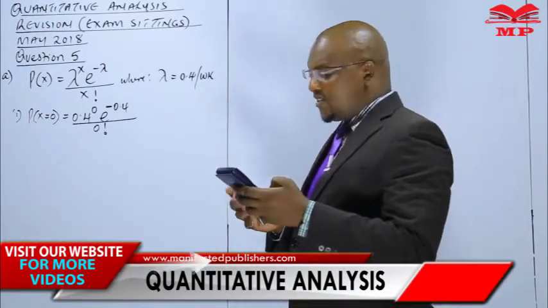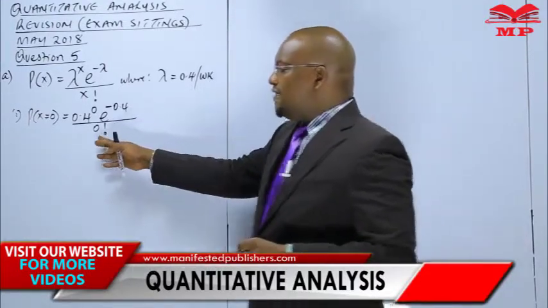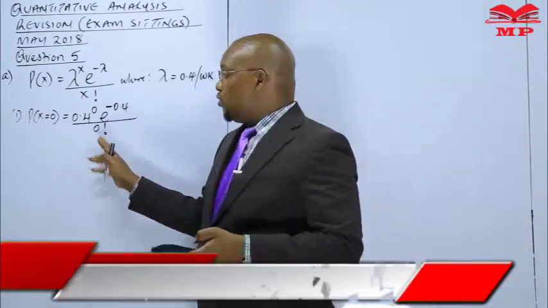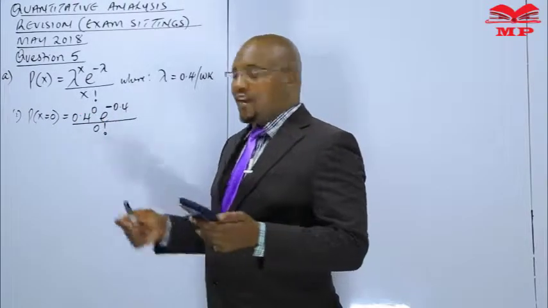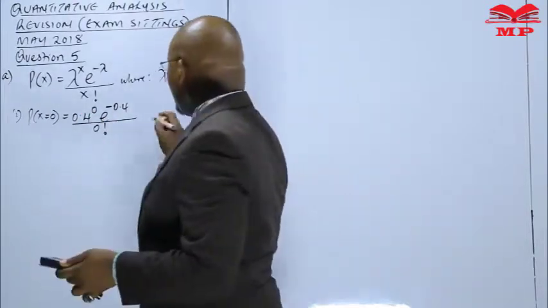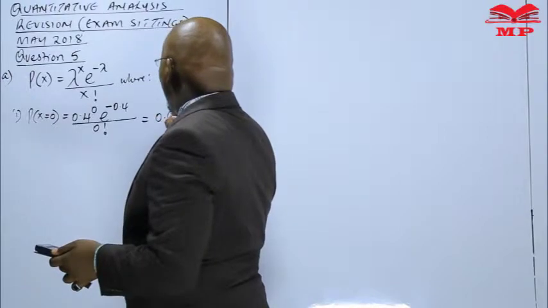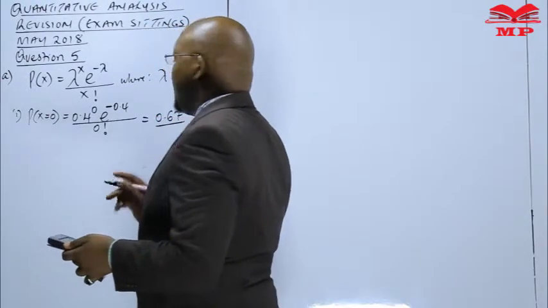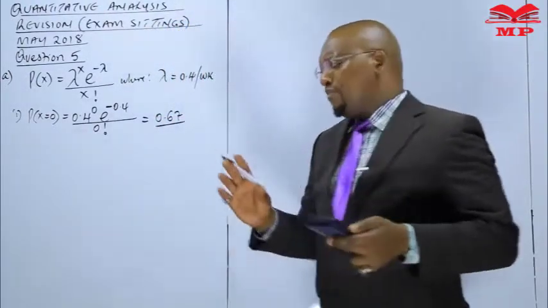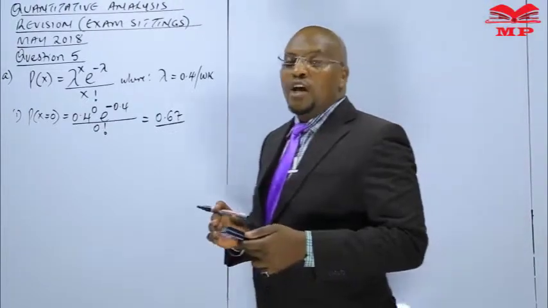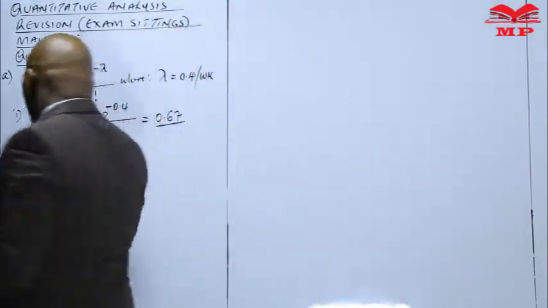This is 0.67. Should you divide this, by definition, 0 factorial is 1. So this is 1 times this, divided by 1, so the answer remains 0.67. So the probability that no transformer is struck within a week is high, 0.67. So there's a higher percentage that you don't need to worry. The company does not need to worry so much.